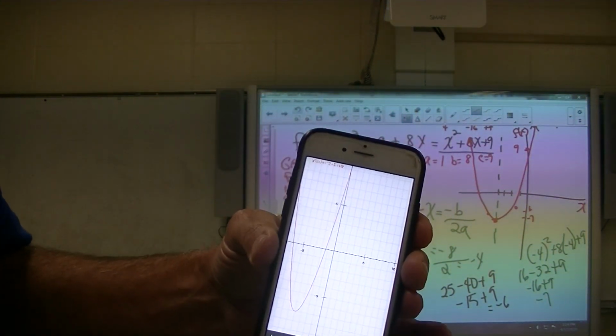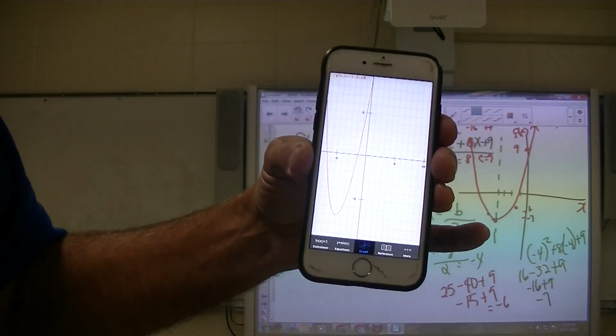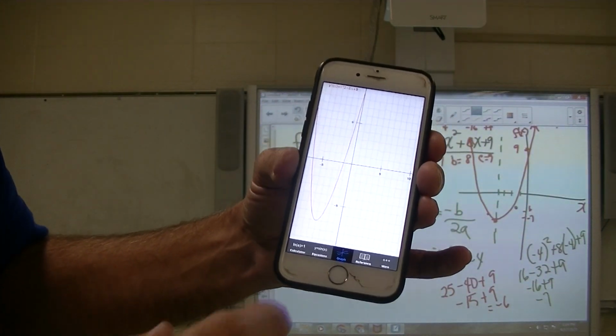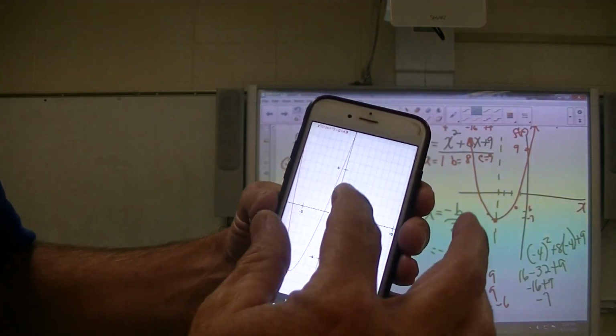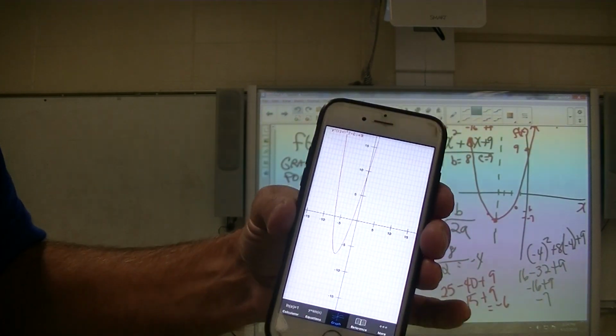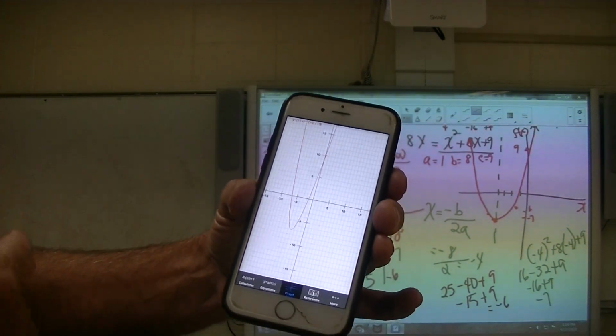Now you just hit that button that says graph, and it will graph whatever equations you have in there. And as you saw, you could put a bunch of equations in there if you want to, and it would graph them all, and it just does them extremely quickly like that. But there's the graph of the same thing that we were just trying to do over here.